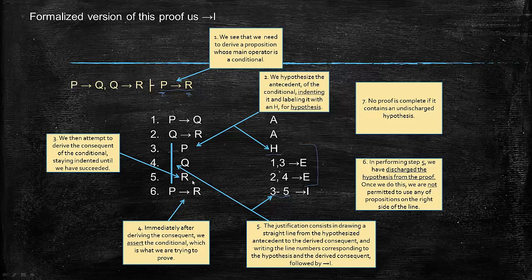And then, very important to remember that no proof is complete if it contains an undischarged hypothesis. So once you take on a hypothesis in a proof, you are committed to at some time getting rid of it. If you don't get rid of it, then the proof cannot be finished. Okay, so that's the whole concept.